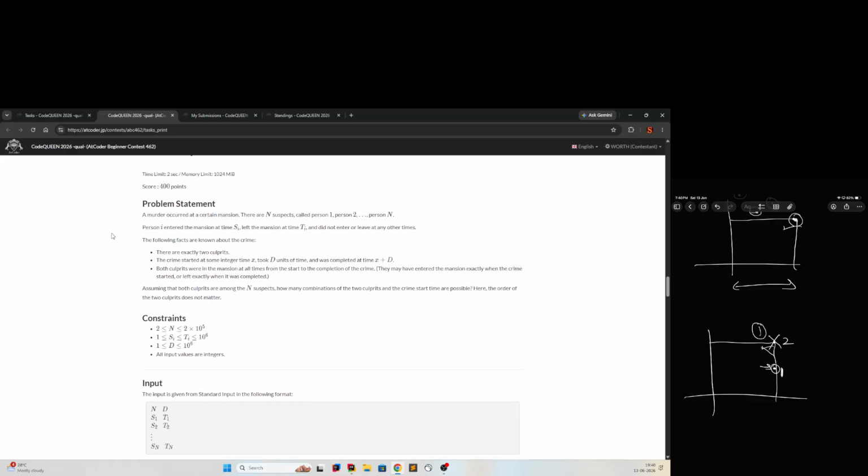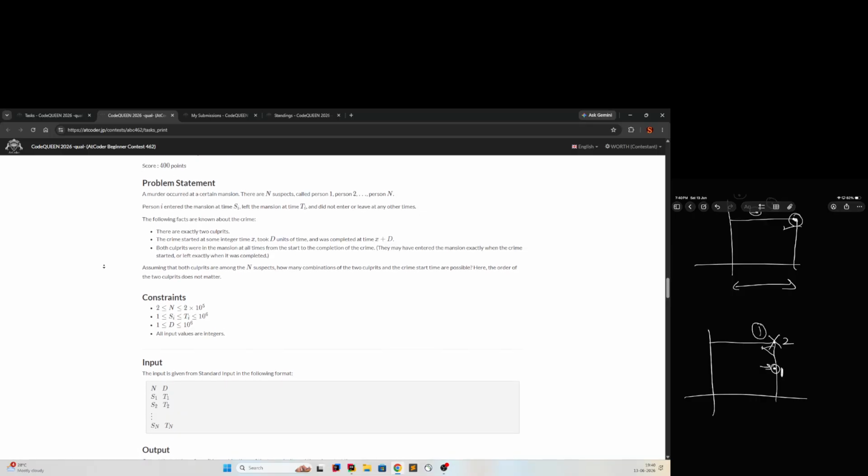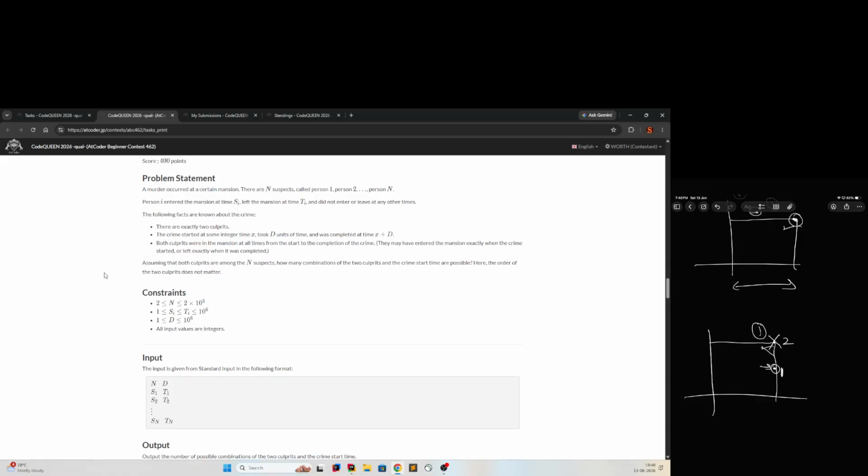Problem D. Okay, so here we are given n intervals, n people, and the time intervals they are inside the mansion, and we have to tell the number of time segments of length d we can consider, such that at least two people are there. Like the combination of a time segment and the two people that can be there in the mansion.